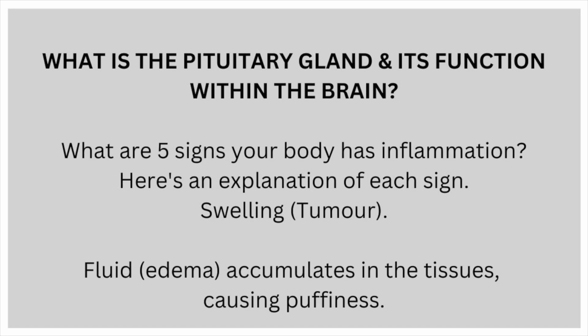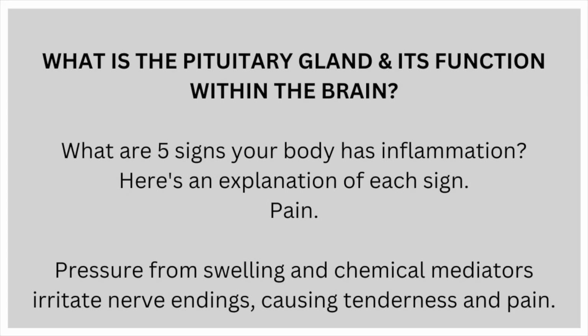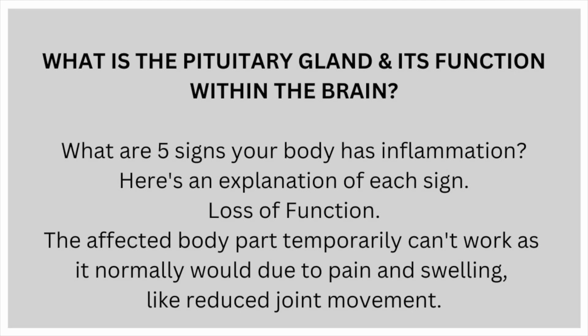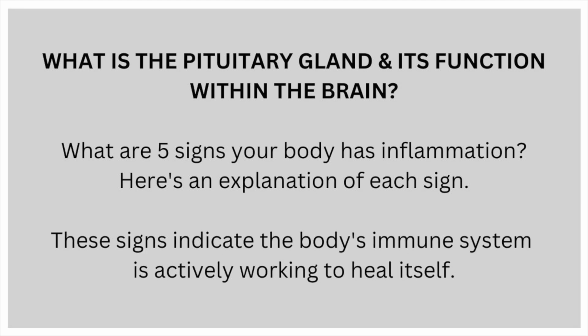Swelling. This could be a tumour. Fluid accumulates in the tissues, causing puffiness. This could be an edema. Pain. Pressure from swelling and chemical mediators irritate nerve endings, causing tenderness and pain. Loss of function. The affected body part temporarily can't work as it normally would due to pain and swelling, like reduced joint movement. These signs indicate the body's immune system is actively working to heal itself.